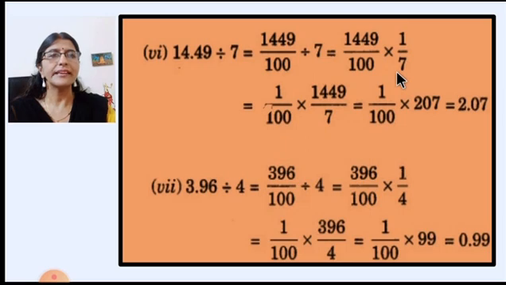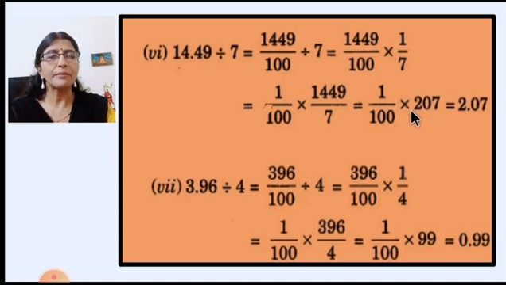Now you can see here. Next step you can do like this. We will rearrange 1 and 100 and write like this, and then take these two together, 1449 upon 7. Why are we doing it like this? So that we can easily convert it into decimal form. Now here you can easily reduce it. You can see we got 207, and this is written as it is, 1 upon 100 into 207.